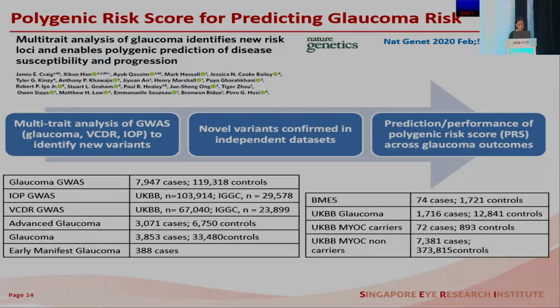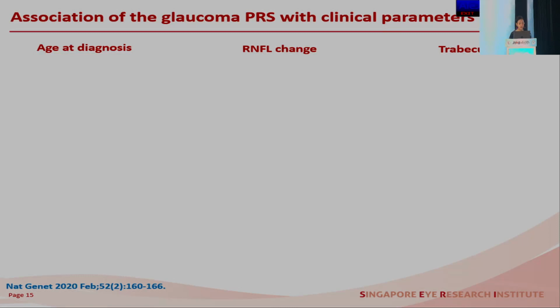In this paper from Jamie Craig's group, published in Nature Genetics in 2020, they described the development of the polygenic risk score for glaucoma, utilizing a multi-trait GWAS analysis of not just glaucoma, but also the genes for cup-disc ratio and IOP. They looked at the performance of the polygenic risk score across different glaucoma outcomes, such as the age of diagnosis, the change in RNFL, and the likelihood of trabeculectomy.